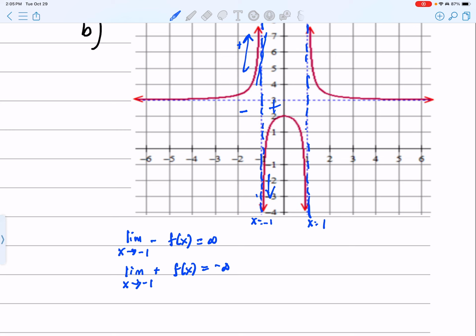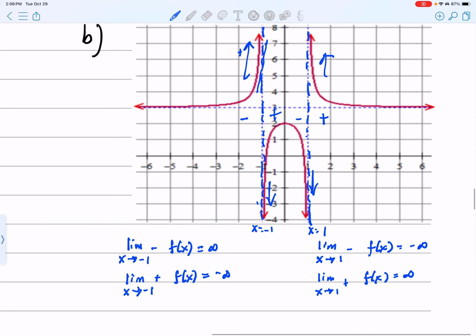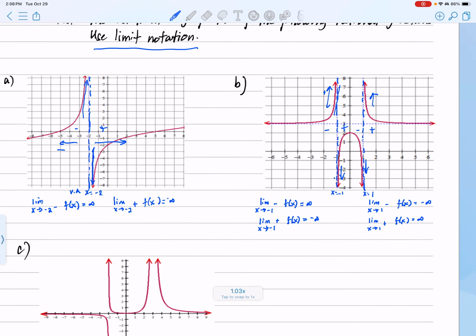Okay, let's do the other asymptote. The limit as x approaches 1 from the left. What is the function? This is the right and the left of 1. So the left of 1, what is happening here? The curve goes down to negative infinity. The limit as x approaches 1 from the right, the function of x, look at this, it goes up. So it's positive infinity. All right. I hope this is somewhat clear at this time, how you write your limit notation.